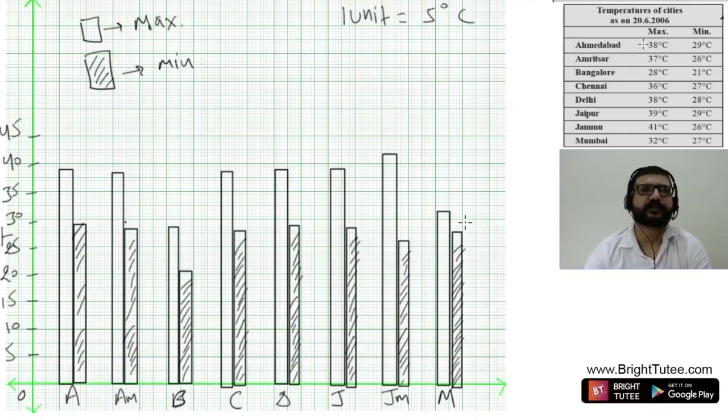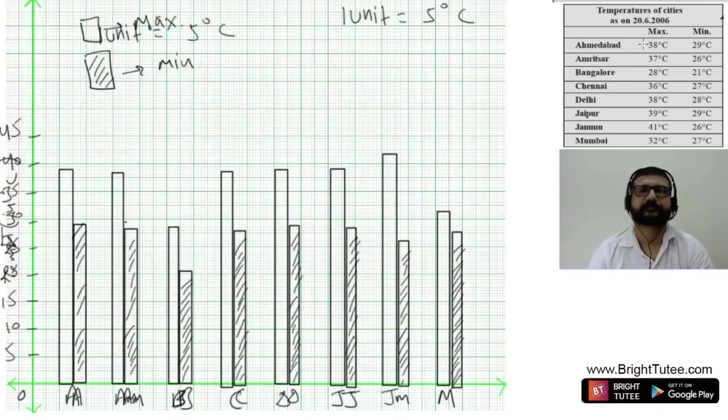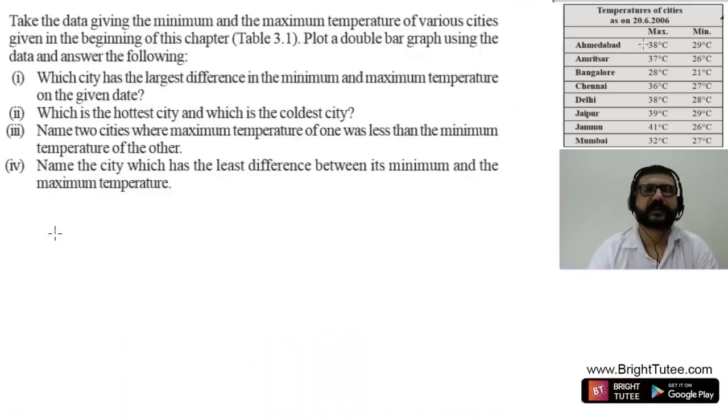Now we have to answer a few questions based on this bar graph. The first question is, which city has the largest difference in the minimum and maximum temperature on the given date? Now as we can see from this bar graph, the difference between the unshaded bar and the shaded bar is maximum for Jammu. Therefore, the answer for this question will be Jammu.